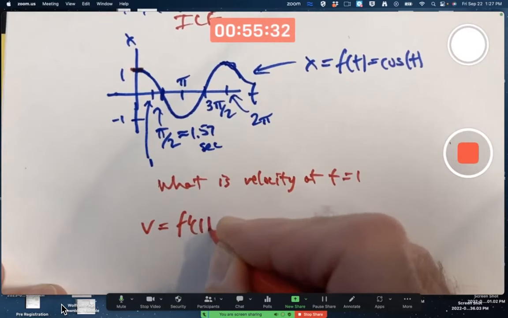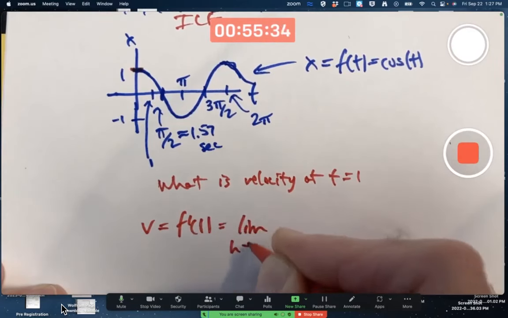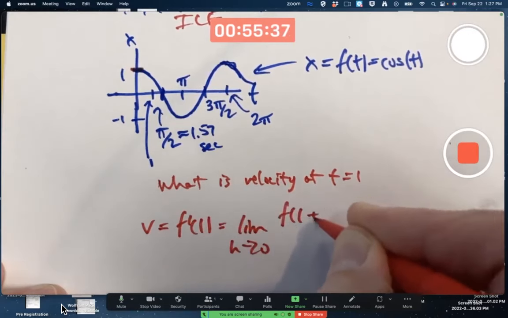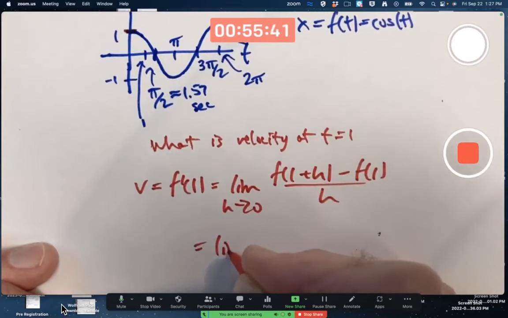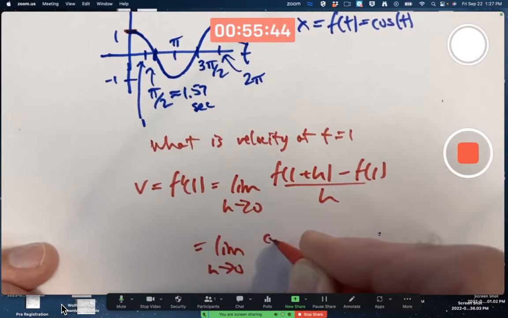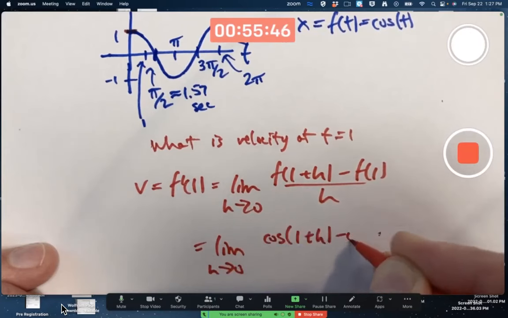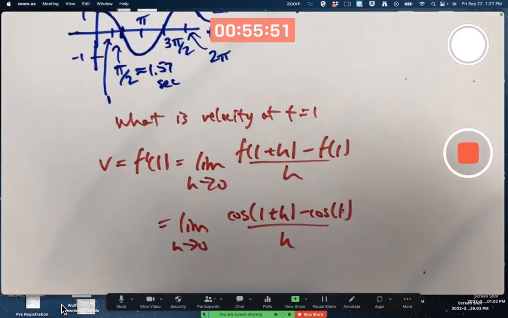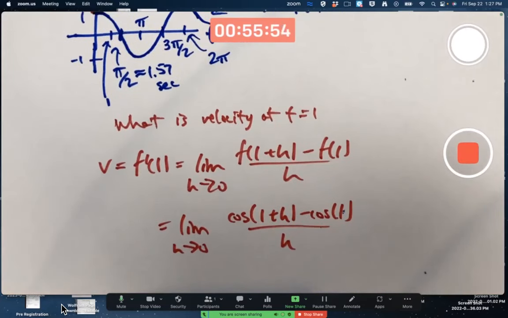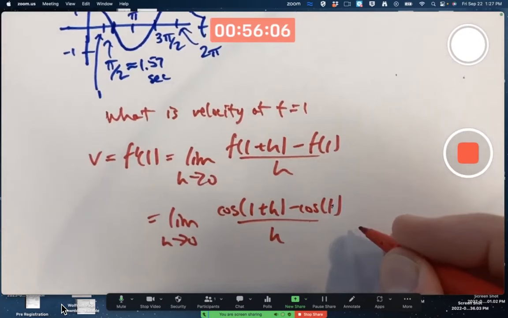f prime of 1. There would be a limit as h goes to 0 of f of 1 plus h minus f of 1 divided by h, which would be a limit as h goes to 0 of cosine of 1 plus h minus cosine of 1 divided by h. Now, can this limit be calculated? It actually can be. I'm not going to calculate it. It can be done using trigonometric identities, like for the cosine of a sum, and some tricky algebra.